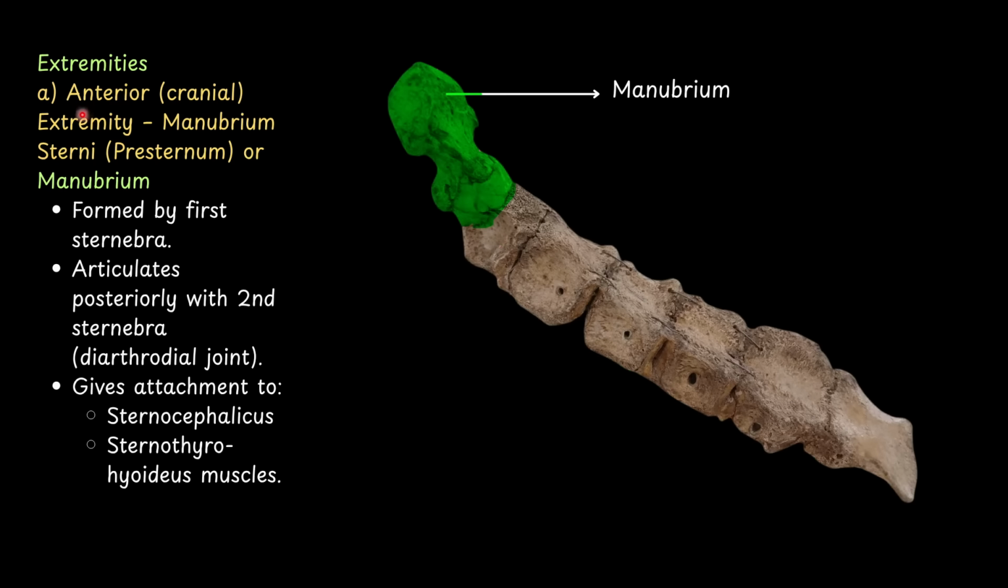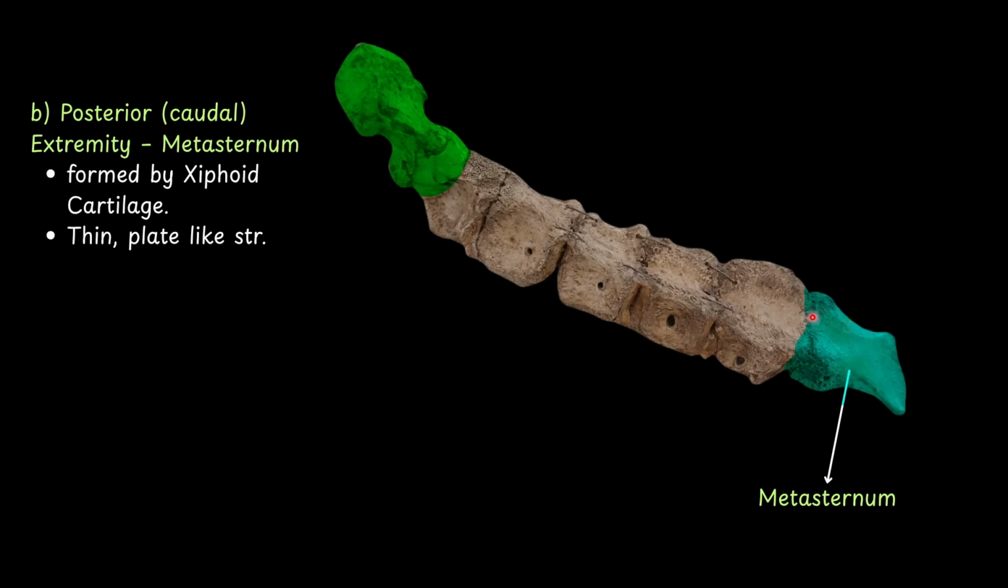Extremities: anterior extremity or cranial end. It is also called manubrium sterni or presternum or simply manubrium. It is formed by the first sternebra, articulates posteriorly with the second sternebra, and here they form a diarthrodial joint. It gives attachment to the sternocephalicus and sternothyrohyoideus muscle.